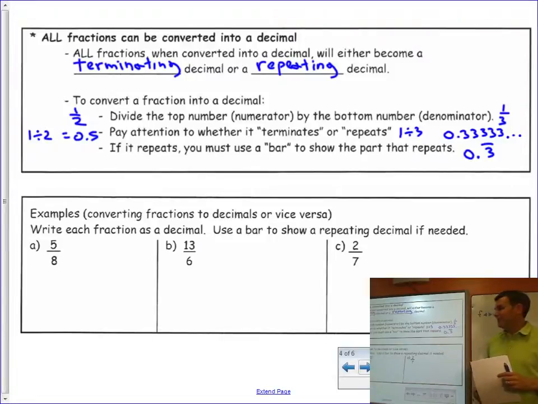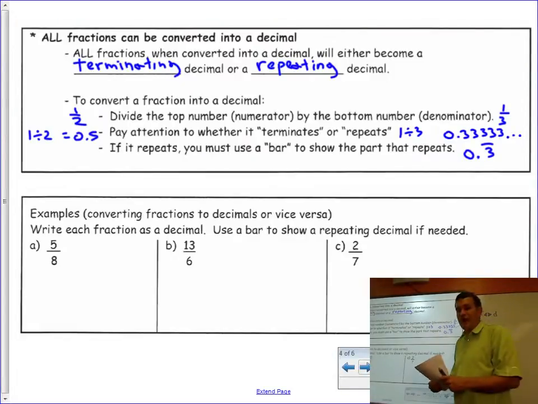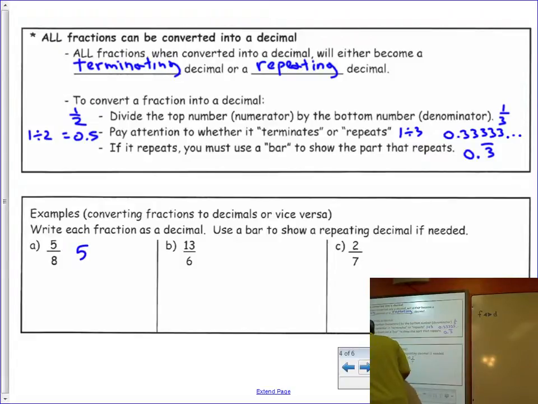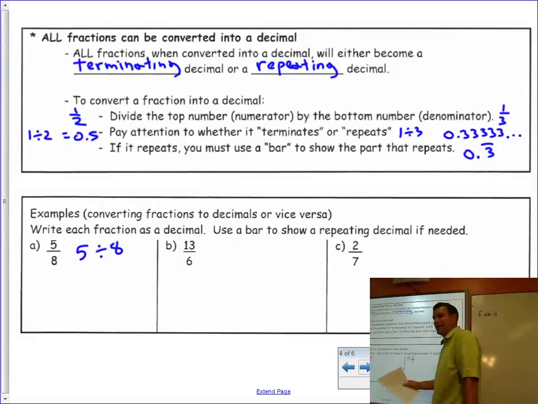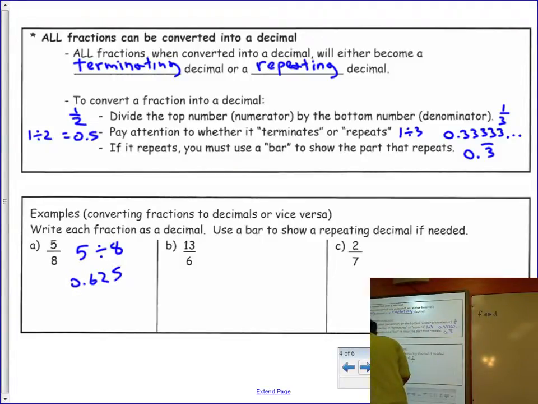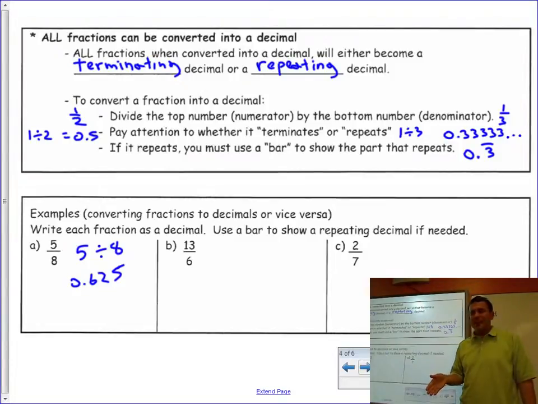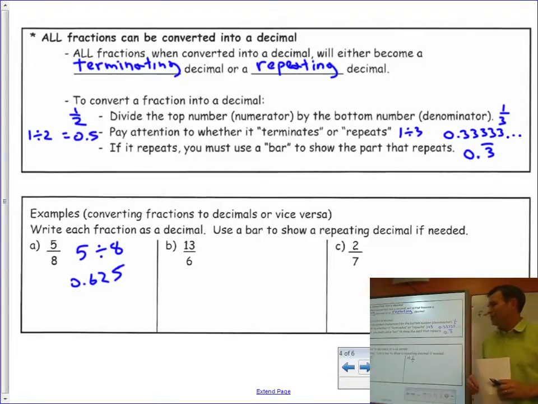Let's do a few examples. 5/8 is our first example. So the first thing I should recognize is that fraction bar means divide. That is 5 divided by 8. So I will type into my calculator 5 divided by 8. I get 0.625, and then the calculator stops. This is a terminating decimal, and 0.625 is the decimal for 5/8.